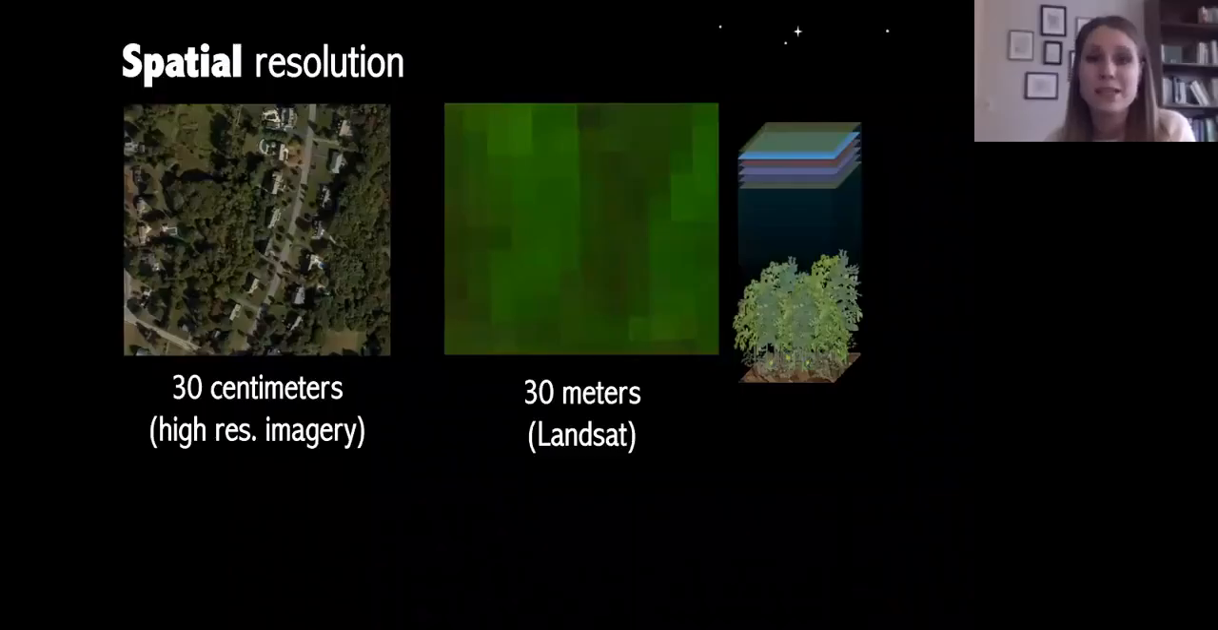So the TM, ETM+, and OLI instruments that we currently use have a nominal spatial resolution of 30 meters. In this example, we can see what would appear as houses and clear tree crowns in a 30-centimeter high-resolution aerial or satellite image, like what you see in Google Earth, comes out as kind of big blurry squares in the Landsat image. Essentially what we're getting is an average reflectance signature over a 30-meter areal unit.